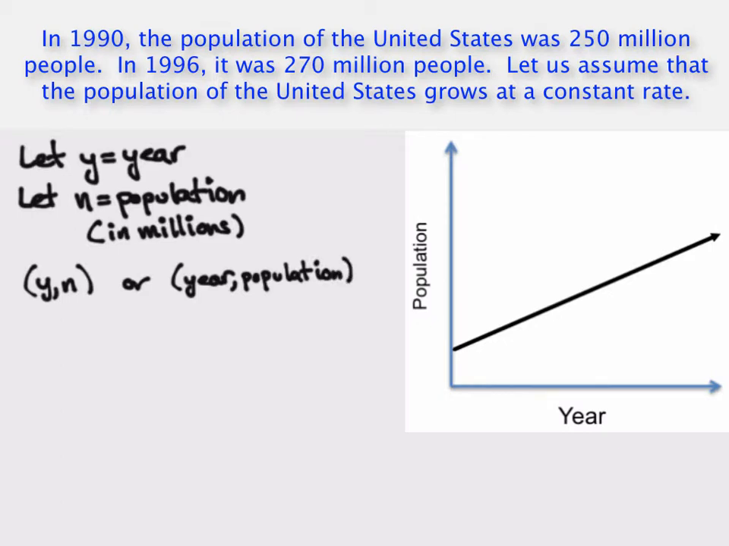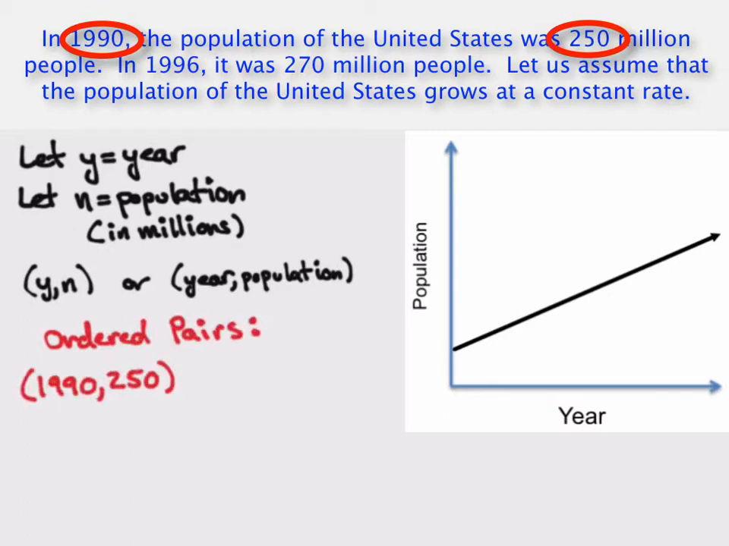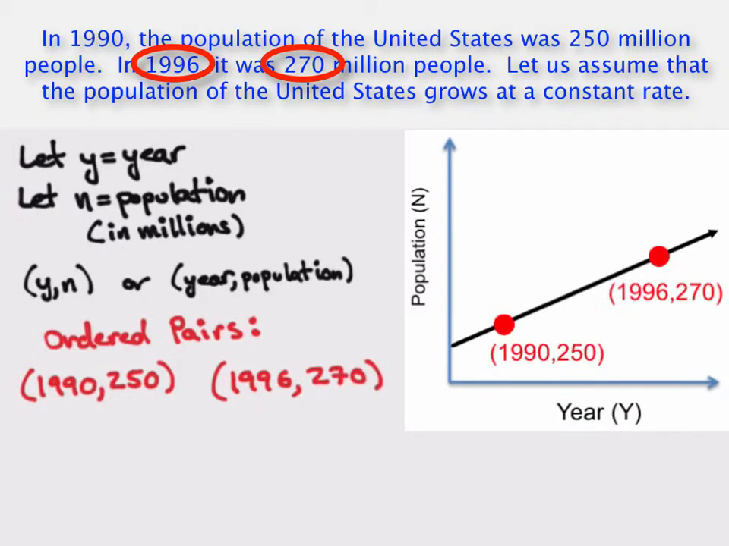All right, so my claim is that from the information, we've got two ordered pairs of data telling us a year and what the population was in that year. In 1990, the population of the United States was 250 million people. So that gives us the ordered pair (1990, 250). In 1996, the population was 270 million people. So that gives us the ordered pair (1996, 270). Now that we've got two ordered pairs, we're ready to find the slope of our linear equation. So let's go do it.